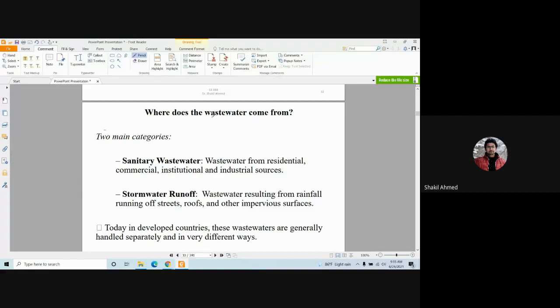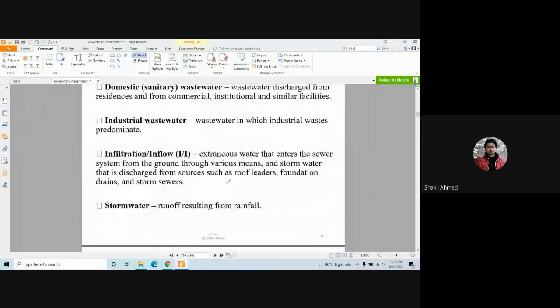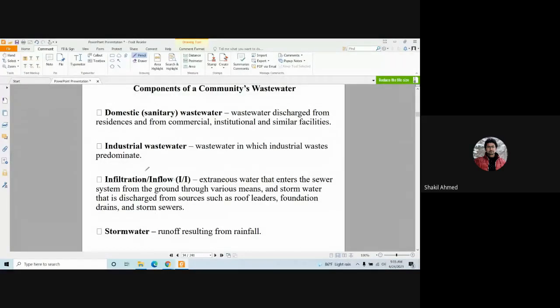Where does the wastewater come from? It can come from the sanitary, like commercial, institutional, industrial, residential. It can come from the stormwater runoff, right? It can come from the infiltration, as I told you. Extraneous water that enters the sewer system from the ground through various means like leakage and other things, and storm water that is discharged from the source, such as roof leaders, foundation drains, storm sewers. Okay.